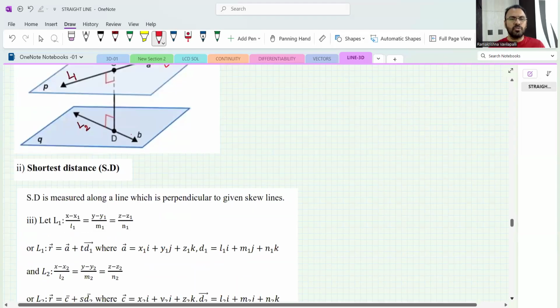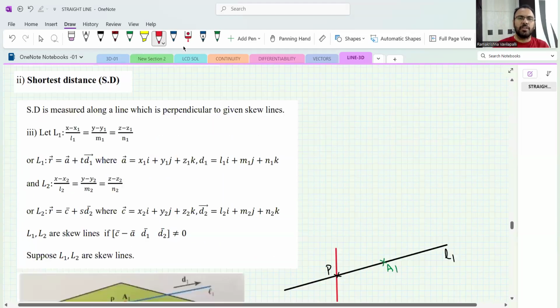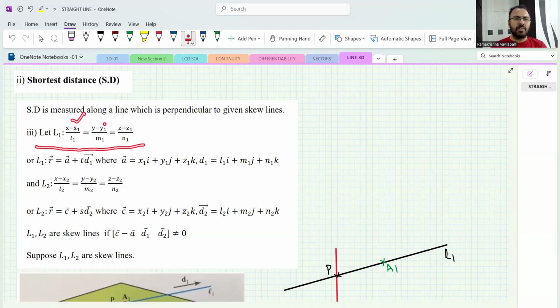Now, consider two lines L1 and L2. Here you have the first line L1. The first line passes through (x1, y1, z1), having DRs l1, m1, n1. It is in symmetric form, or we can put it in vector form also: r bar is equal to a bar plus lambda d1 bar, passing through a bar and parallel to d1 bar vector. Here a bar is the point x1 i plus y1 j plus z1 k. The d1 vector is the direction ratios vector l1 i plus m1 j plus n1 k.